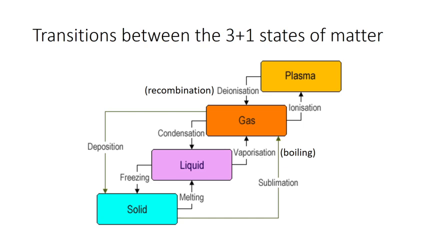Now, the transitions between each of the states of matter. I know some of these terms will be familiar to you. Going from solid to liquid, that's melting. Liquid to gas, vaporization. Gas to plasma, ionization. And going the other way, plasma to gas, is recombination or deionization. Gas to liquid, condensation. Liquid to solid, freezing. And then there are the ones that go directly from solid to gas, which is sublimation, and gas to solid, which is deposition.